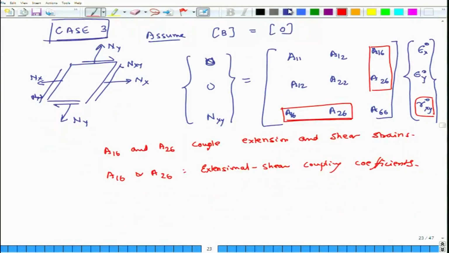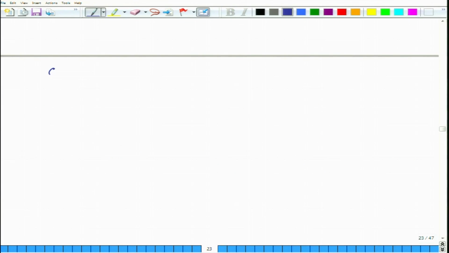Okay. And we look at a fourth case. So, again, for simplification purposes, we still assume that B is equal to 0. And I want to see the bending response of the plate. So, what do I see?